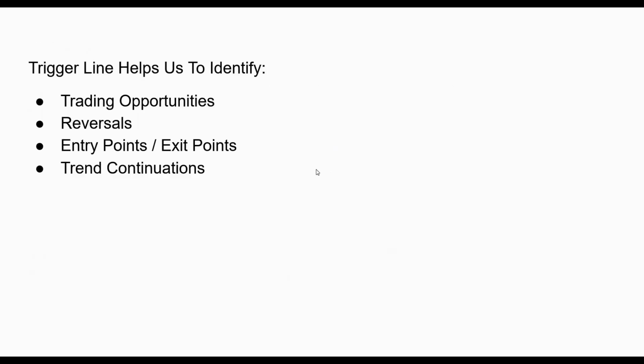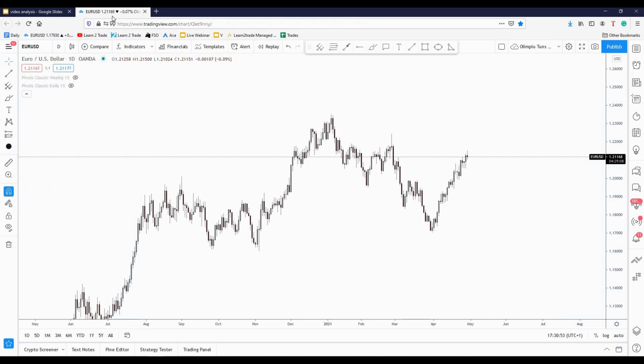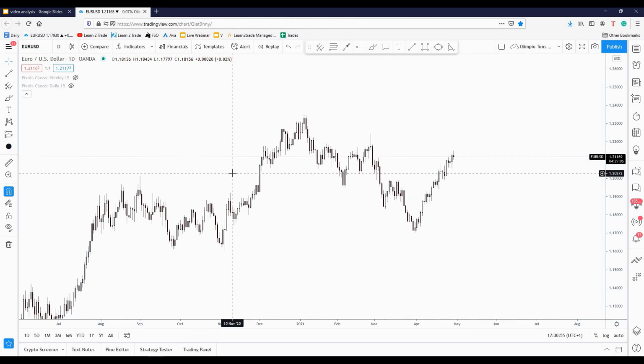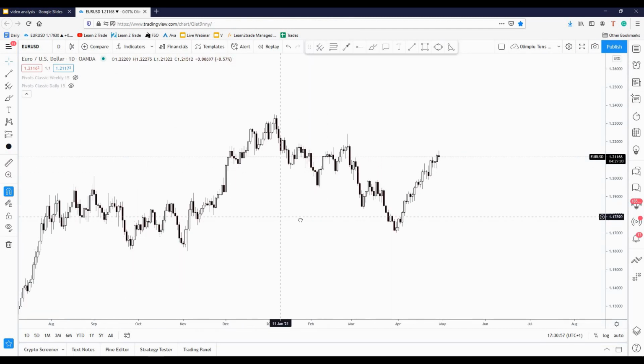Thank you. The trigger line helps us to identify trading opportunities, reversals, entry points, exit points, and trend continuations. Let's move forward and let's take a live example on the euro versus the US dollar.